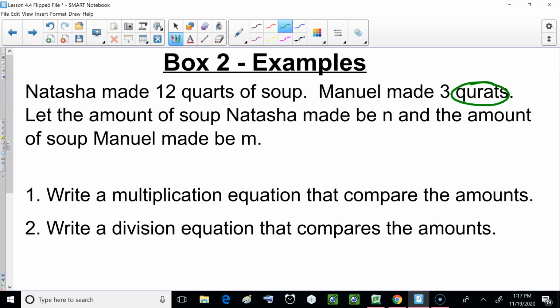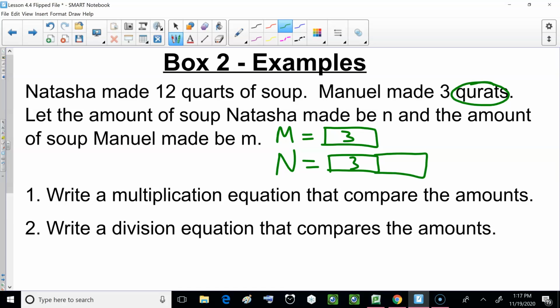So if we look back at our one before, we know here's M for Manuel, and he made 3 quarts. So now the question is, how much did Natasha make? Well, she made 12 quarts total, and we know that 12 can be divided by 3. So we're going to go like this. We're going to put 3, and then another 3, and then another 3, and then another 3 to equal 12 quarts. So now our thing is we want to write a multiplication equation that compares the amounts.